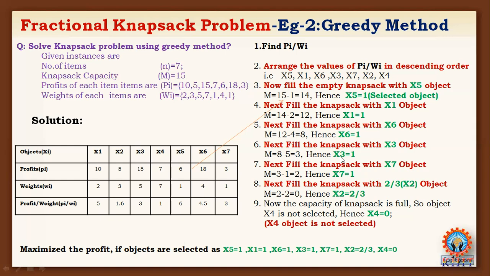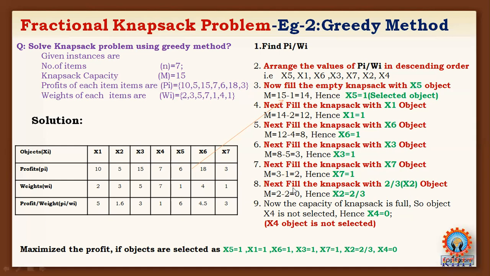Hence, x3 equal to 1 means place the complete item of x3 into the knapsack. Next, fill the knapsack with object 7. Once you fill the knapsack with object 7, update the capacity of the knapsack to 2, and the value of x7 is equal to 1. That means item 7 is completely placed into the knapsack.